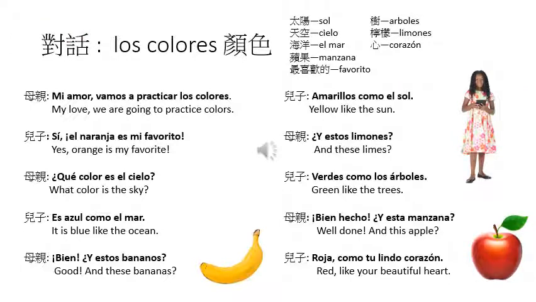Mi amor. Vamos a practicar los colores. Sí, el naranja es mi favorito. ¿Qué color es el cielo? Es azul como el mar. ¡Bien! ¿Y estos bananos? Amarillos como el sol. ¿Y estos limones? Verdes como los árboles. ¡Bien hecho! ¿Y esta manzana? Roja, como tu lindo corazón.